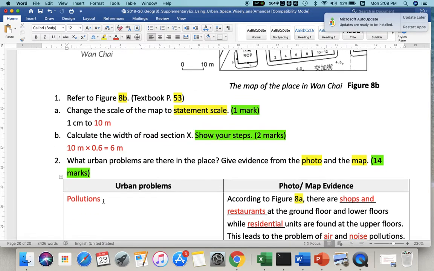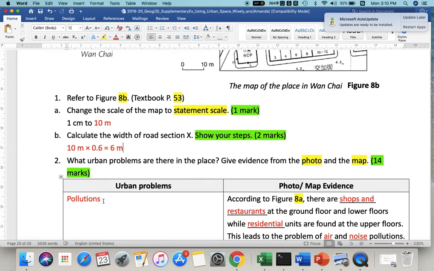And for more description of the urban problems, you could always refer back to your textbook.